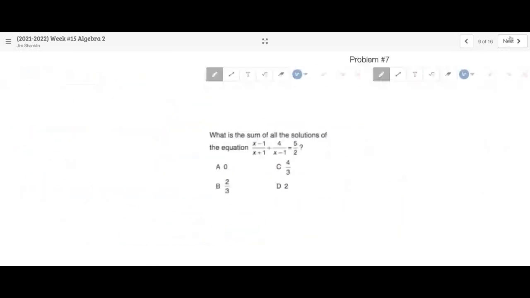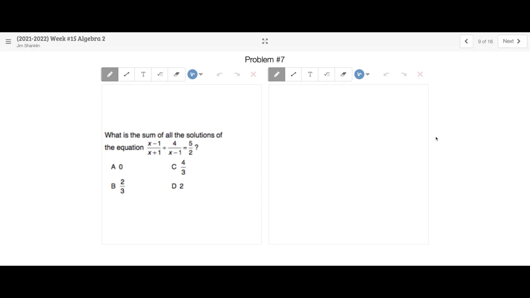Number 7. Okay. What are we going to multiply every single term by? X plus 1 times x minus 1. That is absolutely correct. Oh, Samantha, you are absolutely correct, I did not look over to see the 2. We need to multiply by 2, x minus 1, x plus 1. Now, if we didn't put the 2 in there, guess what? We'd still end up with something that has a denominator.